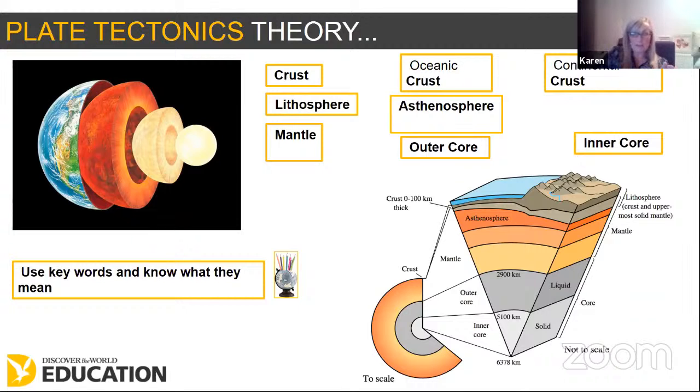The mantle is the area below the crust, and it's by far the largest volume of the Earth's structure. It's around 84% of the Earth's volume, actually, so it is a huge area.